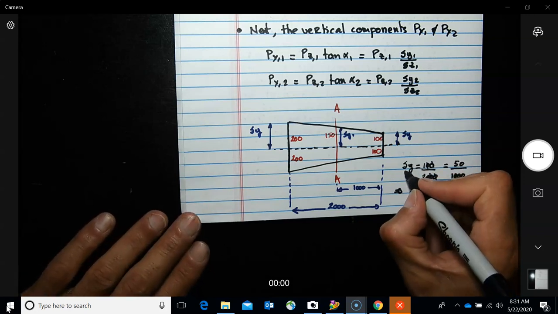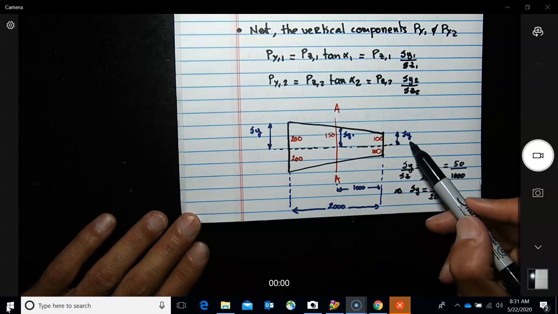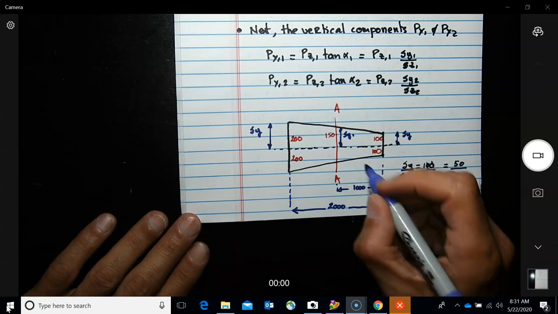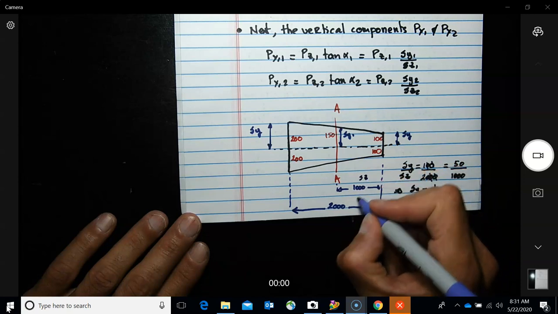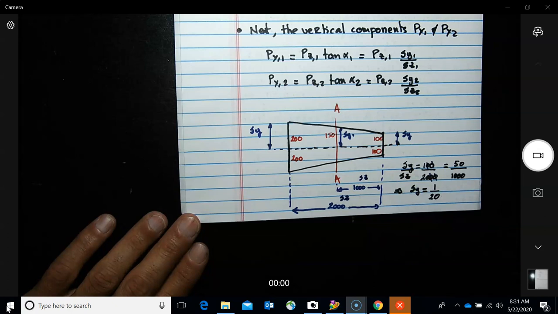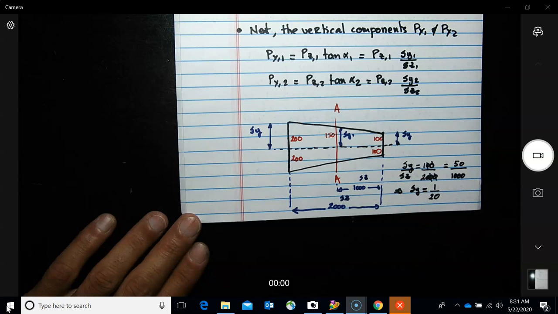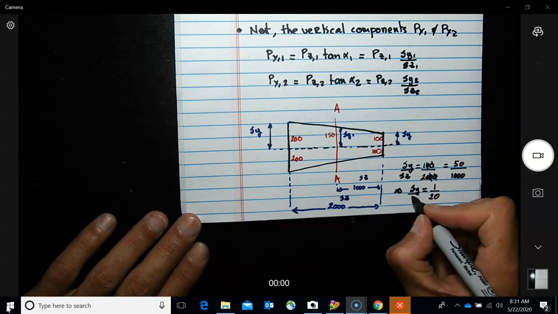Sorry for that. This is the delta y over delta z, okay? So this is y, and this here is delta z. You can use either one. So then we have delta y over delta z equal to 1 over 20.